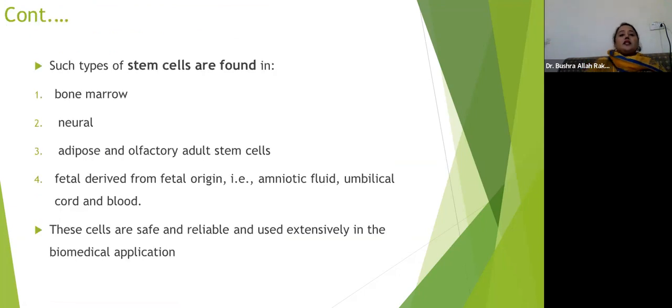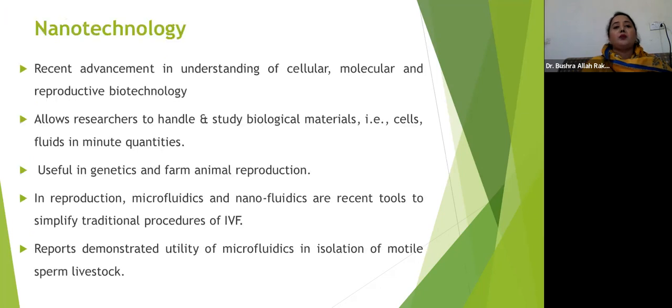And the stem cells can be found in the bone marrow, of course, and they are neural, or even they can be found in the amniotic fluid, umbilical cord, or even in the blood of the fetus. These cells are safe and reliable, and they can be extensively used for biomedical applications. Then coming to nanotechnology.